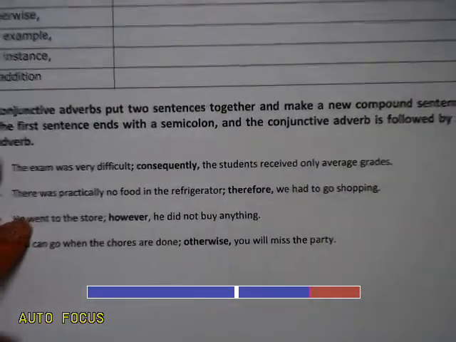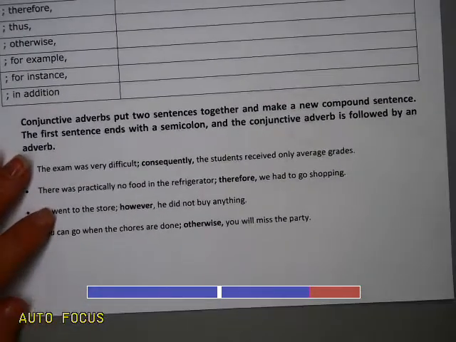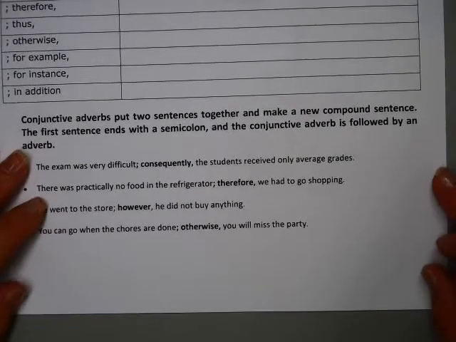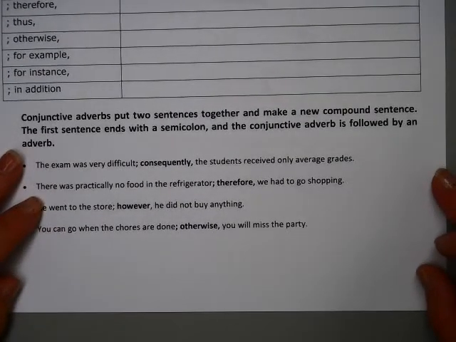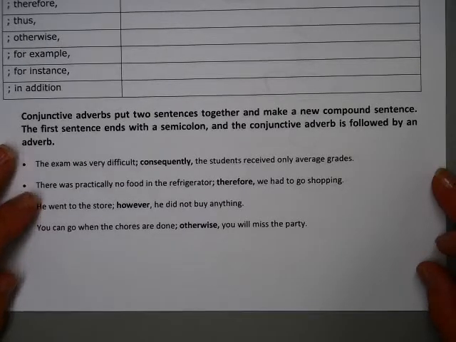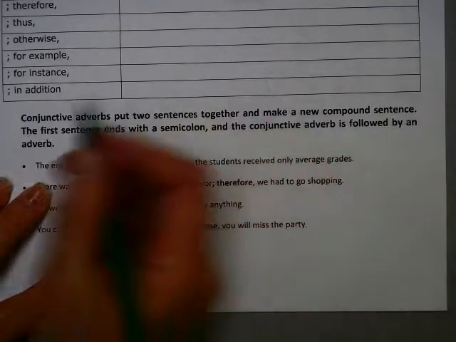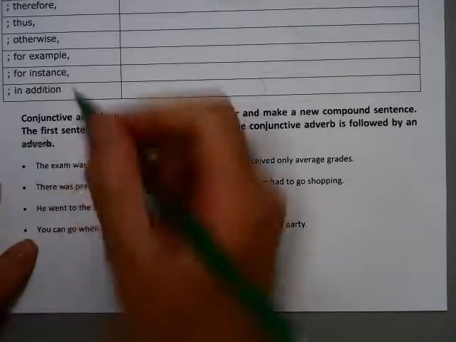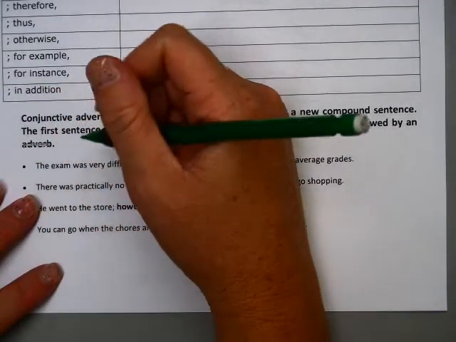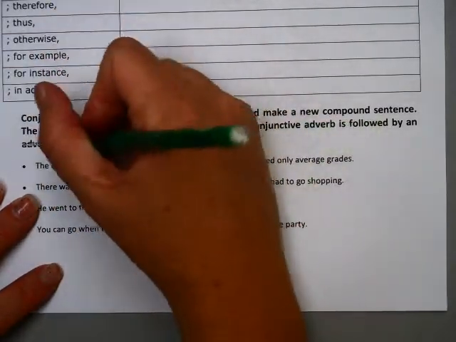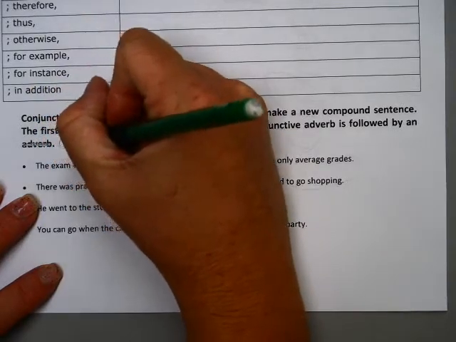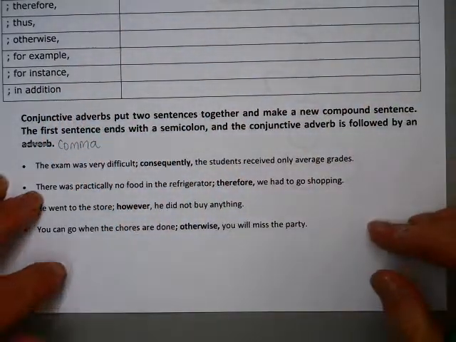If you look at the bottom of this page, it says very clearly, conjunctive adverbs put two sentences together and they make a new compound sentence. The first sentence is going to end with a semicolon, then the conjunctive adverb is going to have an, oh, that's not right. It is not followed by an adverb, it's followed by a comma. Please scratch that out. I've already made copies, I'm not going to waste paper. Surely y'all can do this for me. Scratch out adverb, add in comma. I must have been talking when I typed this up.